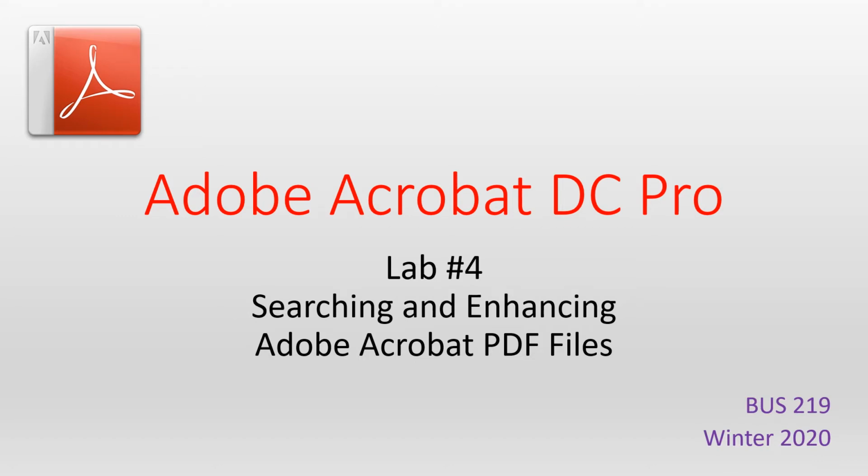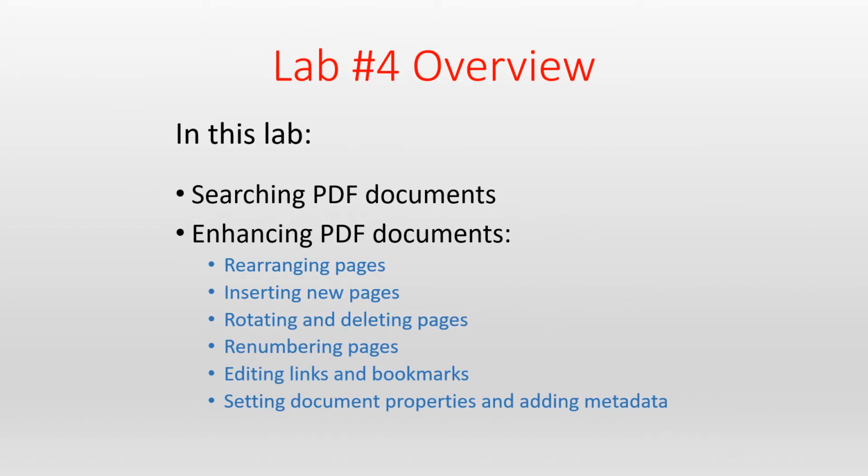This is lab number 4. In this lab, we're going to be doing searching and enhancing techniques on PDF files. For this lab, the first thing we're going to be doing is learning how to search PDF documents. And then for the next part of the lab, we'll be doing some enhancements, which will include rearranging, inserting new pages, rotating and deleting pages, renumbering, editing links and bookmarks, and setting document properties and adding metadata.